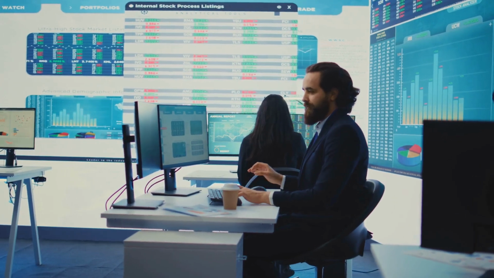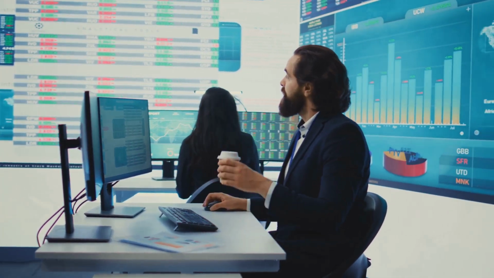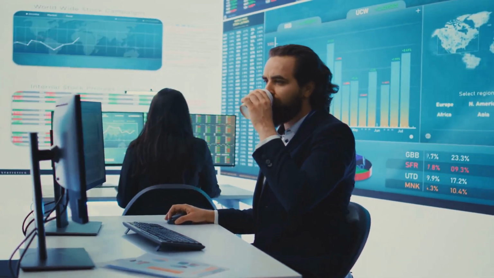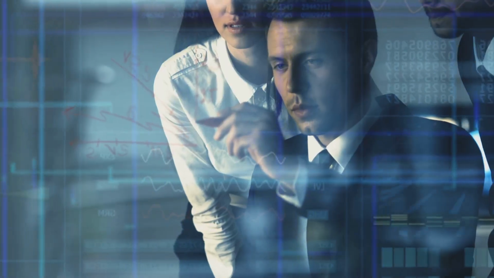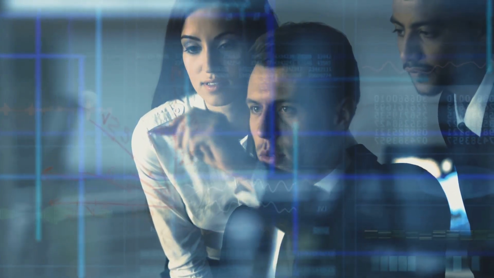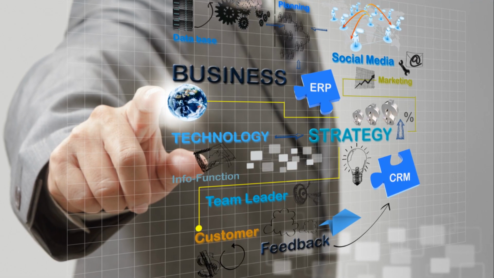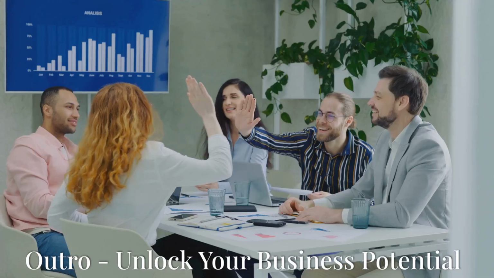This means no more jumping between different platforms, no more lost information, just a 360-degree view of your customer interactions, all in one place. This allows for better communication, more personalized experiences, and ultimately, stronger customer relationships. It's about breaking down the silos in your business and creating a seamless experience for your customers.